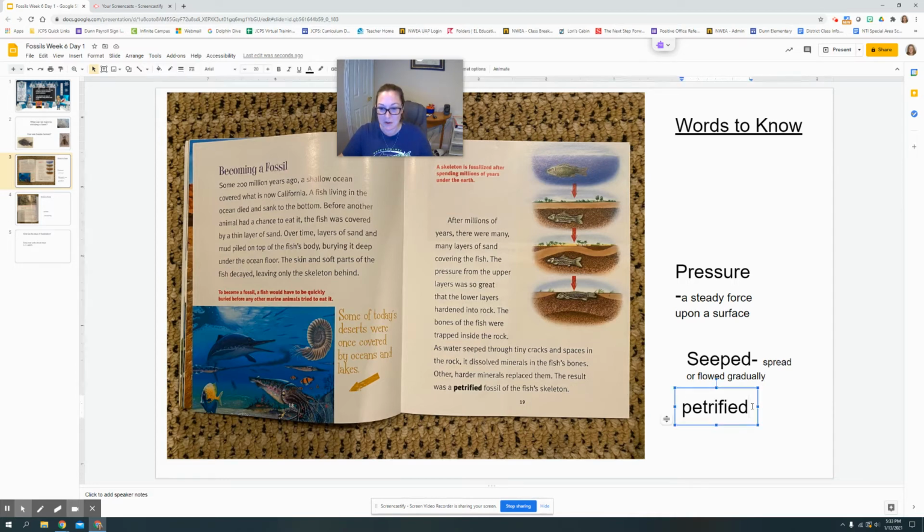All right, so let me move on to petrified, and let's talk about what that means. Because take a look there. This word petrified is darker than all the other words on this page. That's called bolded, and it's bolded because it's an important word. The result was a petrified fossil of the fish's skeleton. So petrified means that they became harder, and that to make the fish bones into a fossil by making them harder. So when it became petrified, let me make my text smaller here.